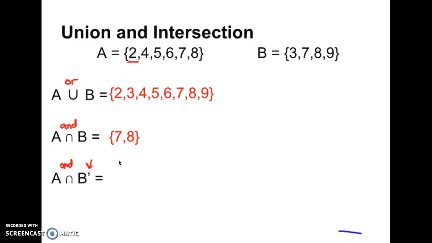Our other answers: 4 is in A, not in B. 5 is in A, not in B. 6 is in A, not in B. You couldn't use 7 because it's in A, but it's also in B. And you couldn't use 8 because it's in A, but also in B. So 2, 4, 5, and 6.